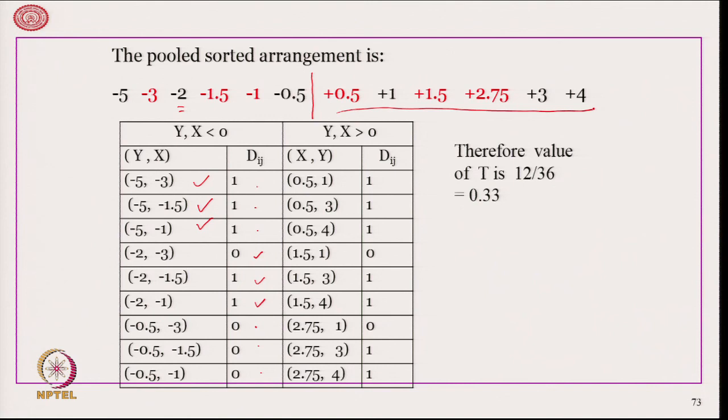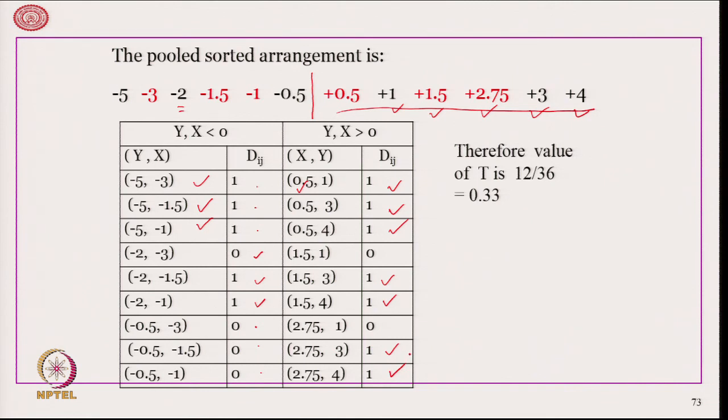We now look at for each x, it is smaller than how many y's. So, for 0.5, we find that it is smaller than 1, 3 and 4. So, for all 3 of them, we get positive values. For plus 1.5, it is smaller than only 3 and 4. So, we get 1 here, and for plus 2.75, again it is smaller than both. So, they get plus 1 here.